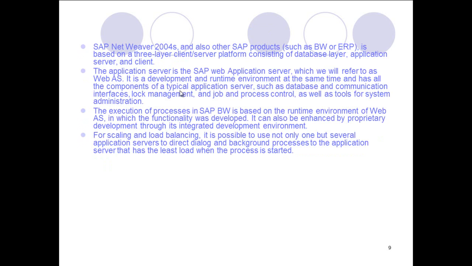The application server is the SAP Web Application Server, which we will refer to as WebAS. It is a development and runtime environment at the same time and has all the components of a typical application server, such as database and communication interfaces, log management, and job and process control, as well as tools for system administration. The execution of processes in SAP BW is based on the runtime environment of WebAS, in which the functionality was developed. It can also be enhanced by proprietary development through its integrated development environment.